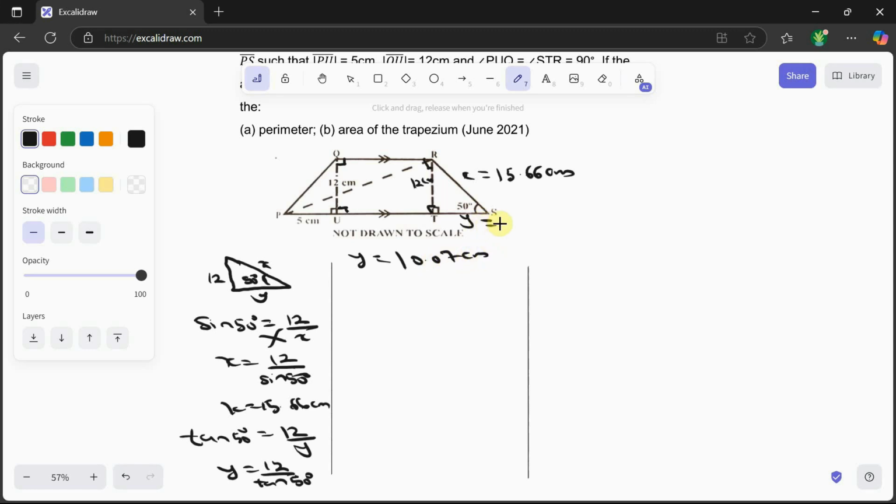So this side is 10.07 centimeters. We have this length, we have this length, we have this length, we have this length, we don't have this length. Let's find this length.